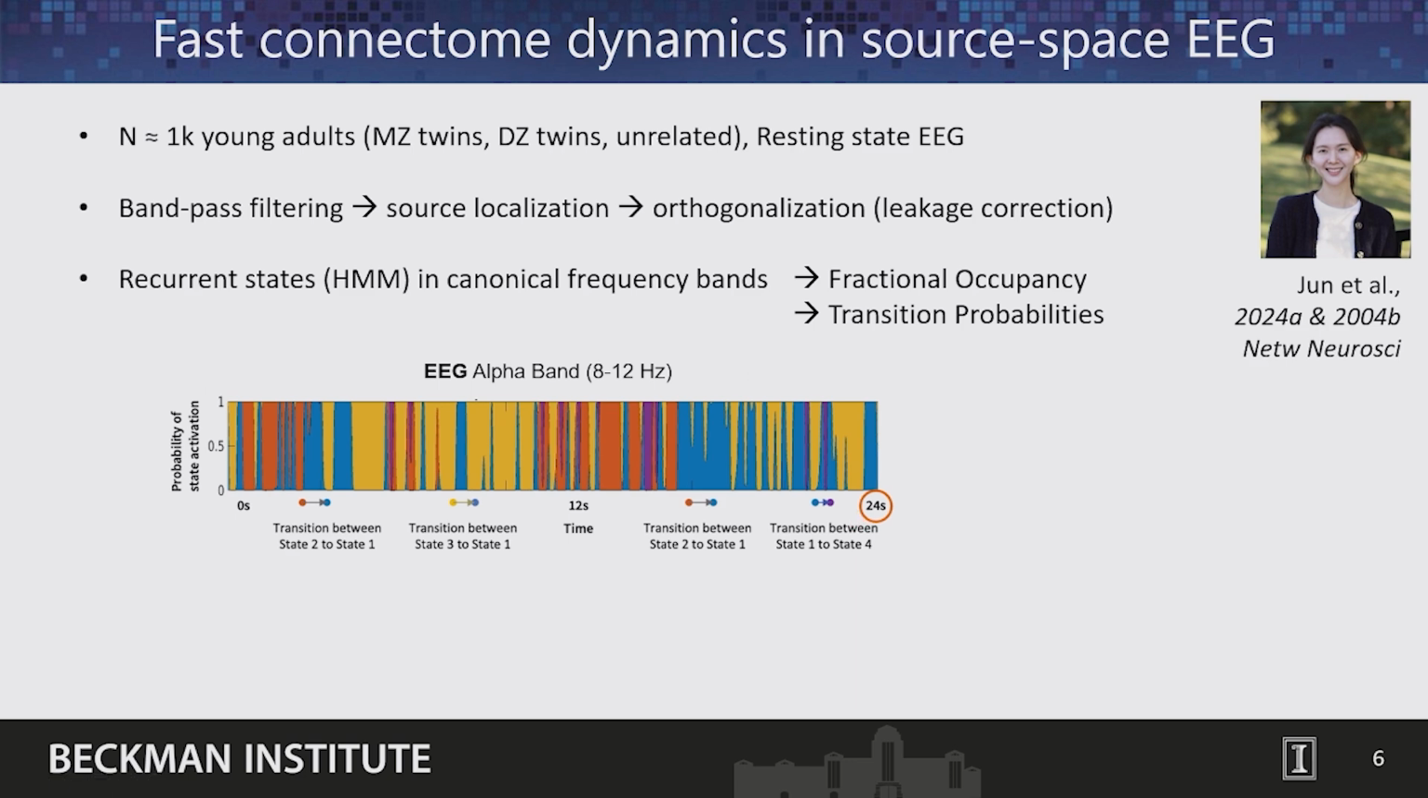And so from that, we can derive the overall occupancy of every state, so the fractional occupancy, and then the probability of every transition between all possible brain states, and so that's the transition probabilities.